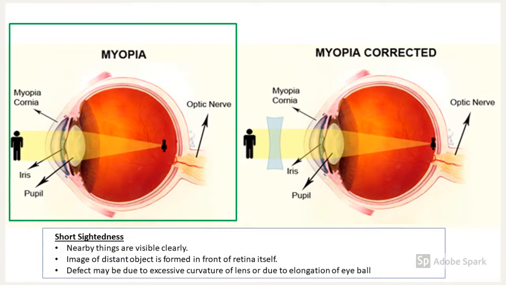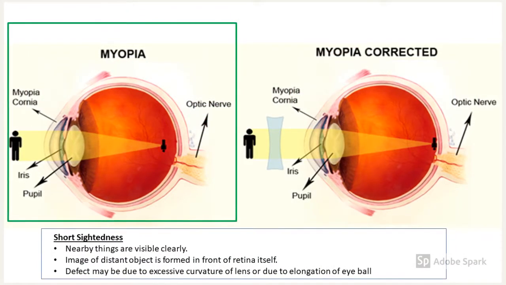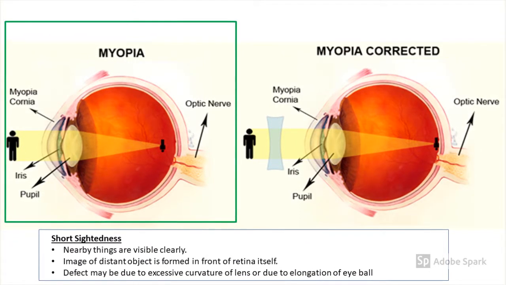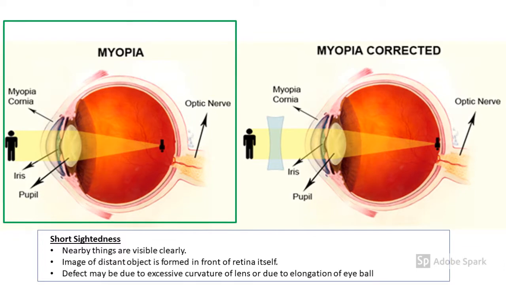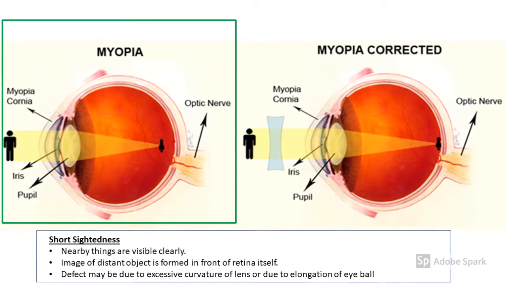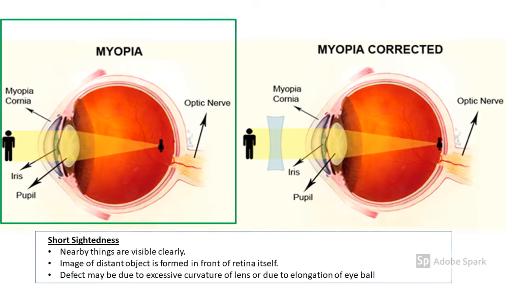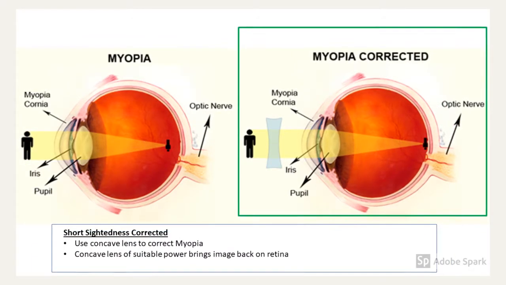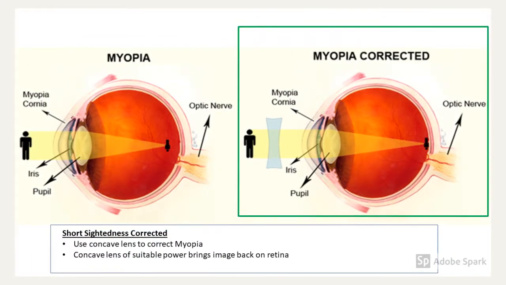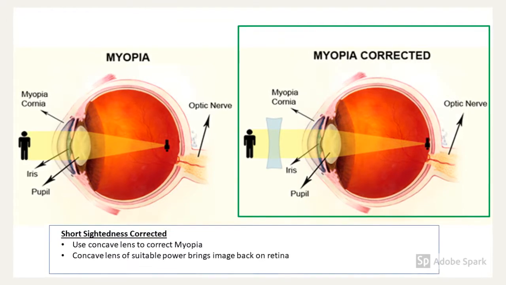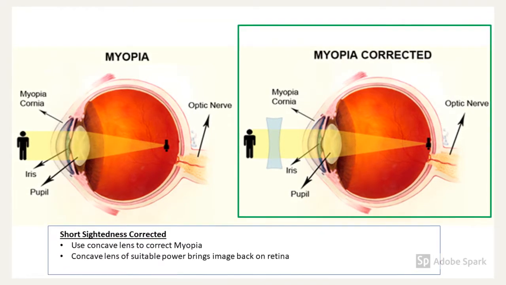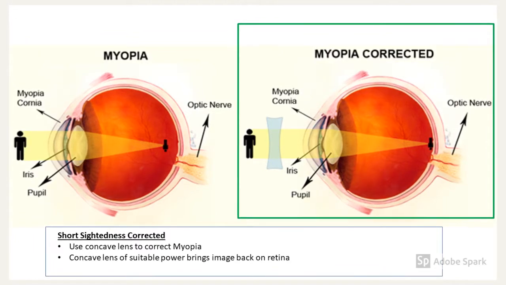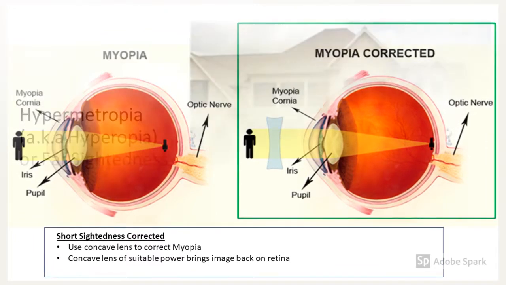In a myopic eye, the image of the distant object is formed in front of the retina itself. This defect may be due to excessive curvature of the eye lens or due to the elongation of the eyeball. This defect can be corrected by using a concave lens of a suitable power. A concave lens of suitable power will bring the image back on the retina and thus the defect is corrected.